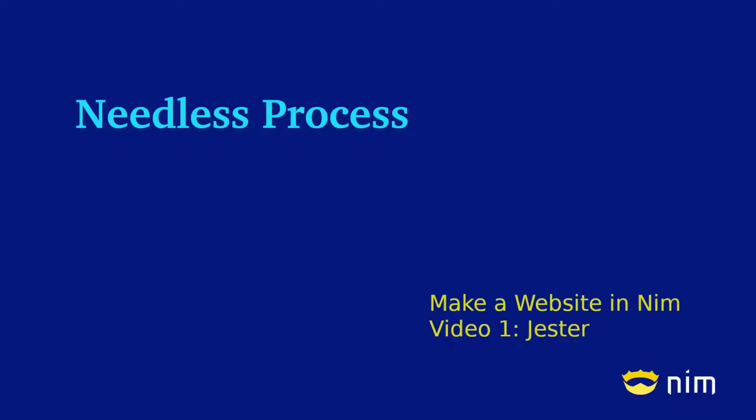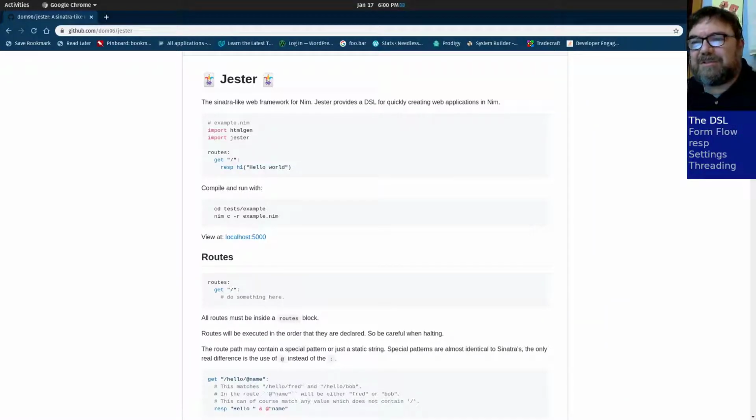Let's get started with Jester. Okay, we're starting with Jester, which is a nimble library that gives you what they call a DSL, or a domain-specific language. In other words, it's like writing your own subset to the language that makes it easy to do one particular thing in one particular field.